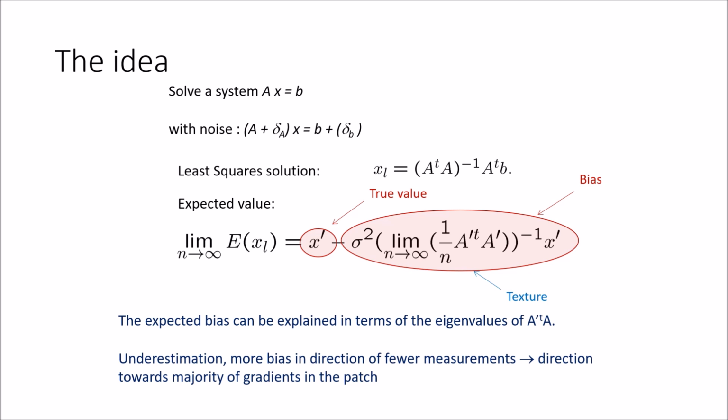We can analyze this bias by looking at the eigenvalues of this matrix. In general, the optic flow is underestimated, so it's shorter than it should be, and there's more bias in the direction of fewer measurements. As a result, the optic flow is in the direction of the majority of gradients in a patch. So why is this the case?